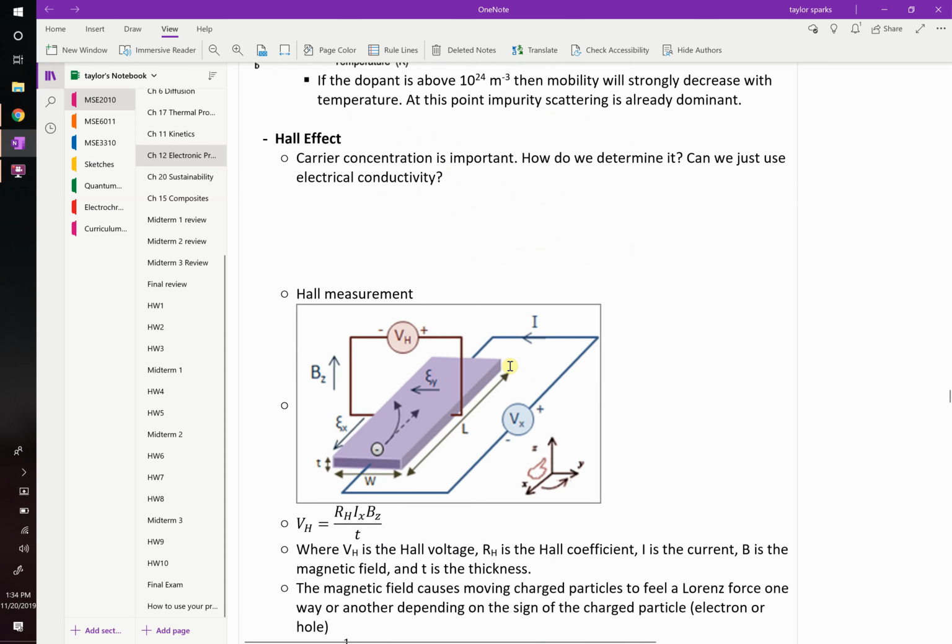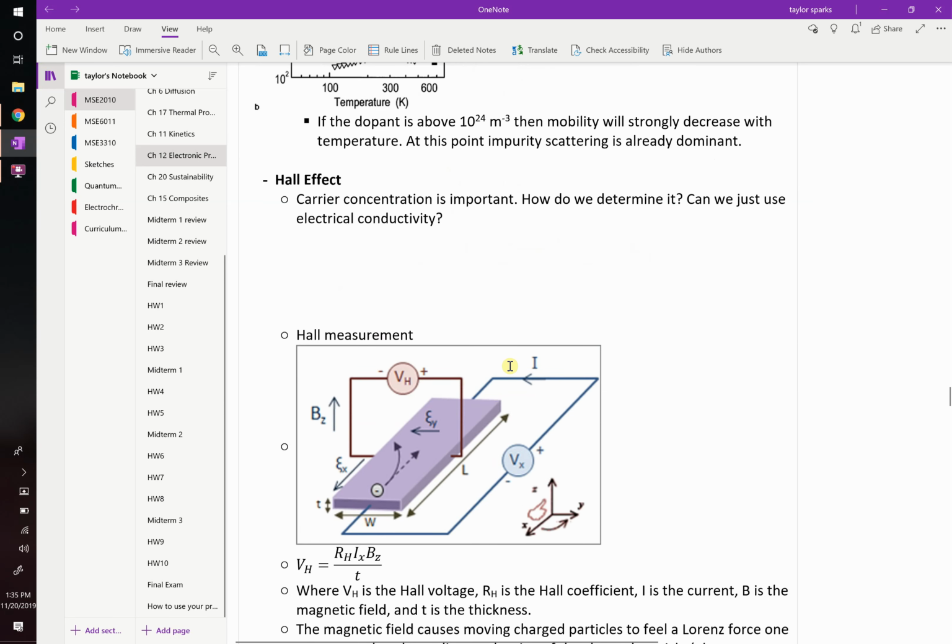How do you measure how many carriers you have in your material? That might be important, right? It's going to tell you your conductivity. You can get your mobility from that measurement. It's tricky. You can't just open your material up and count electrons. So you have to get creative in how you do this. And a clever person came up with how they do it. It's called a Hall measurement.